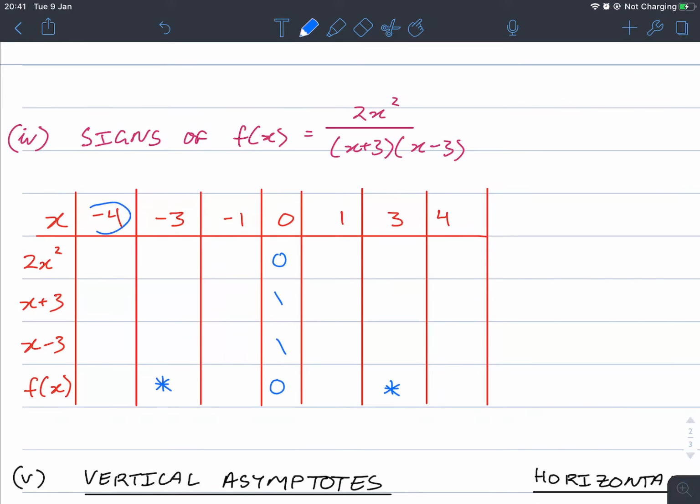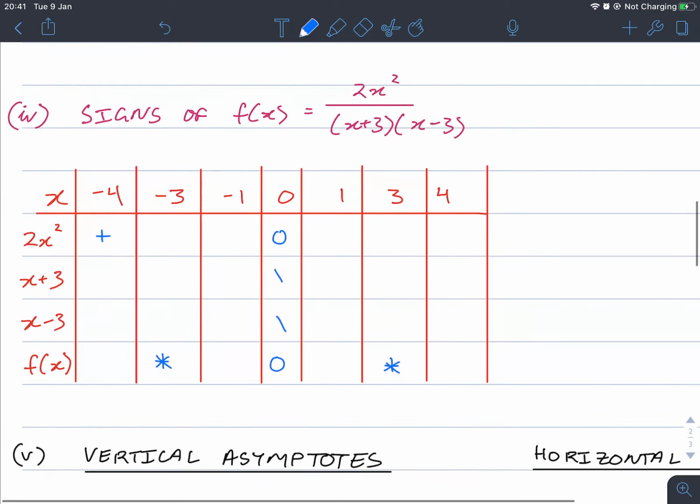If we substitute negative 4 into this numerator, we get 2 negative 4 squared. Well, negative 4 squared is positive, times 2 is still a positive. If we substitute negative 4 into here, so negative 4 plus 3, that's going to be a negative 1. That's going to be a negative.